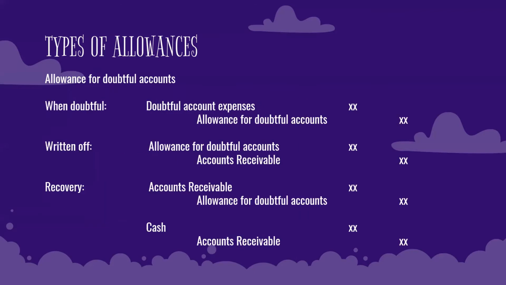Now, maybe this is the most famous allowance. We have allowance for doubtful accounts. Basically, class, when we say doubtful accounts, these are accounts where there's a chance of non-collectibility. So our entry when doubtful is a debit to doubtful account expense and a credit to allowance for doubtful accounts. Now, when we are going to write off, it's a debit to allowance for doubtful accounts and a credit to AR.